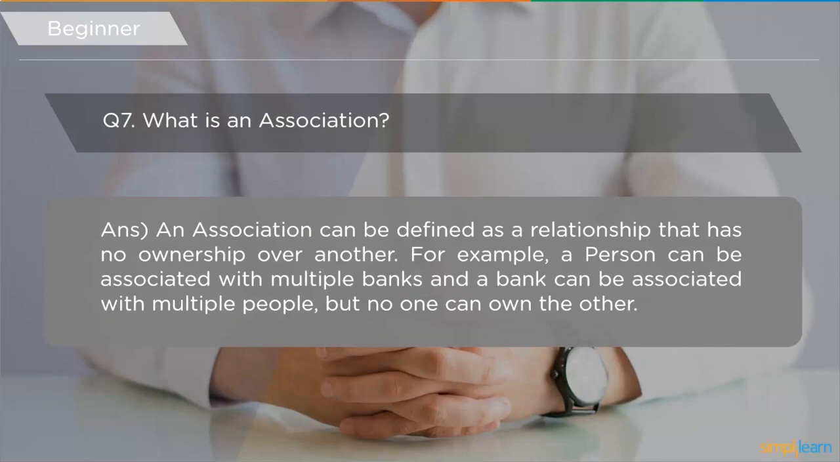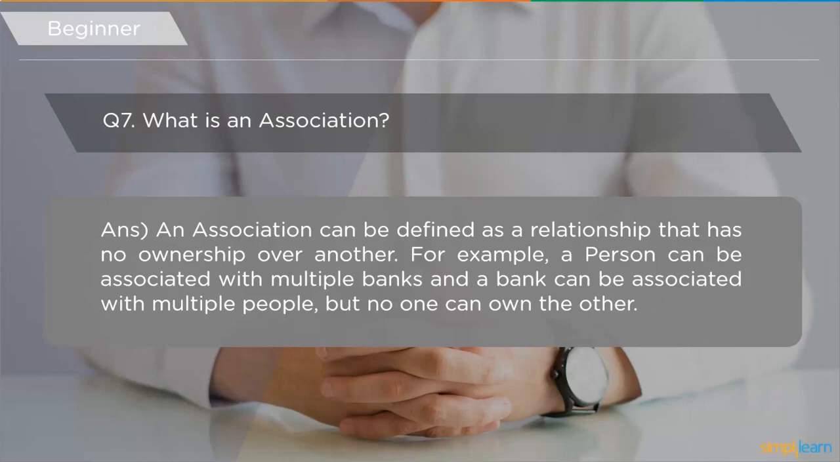Consider a person associated with multiple banks. So consider person X who has got accounts in bank A, bank B and bank C. And similarly, a bank is associated with person X. That is, bank A, bank B and bank C are associated with the person X. But no one has ownership over the other.